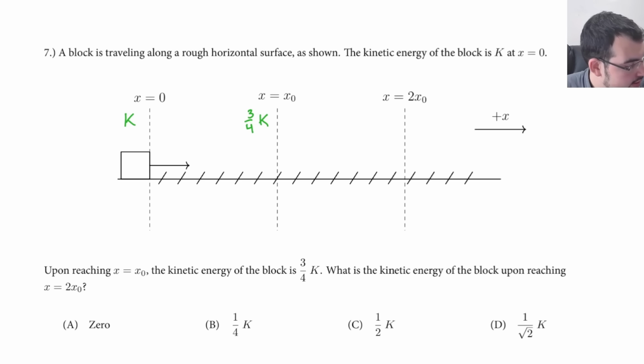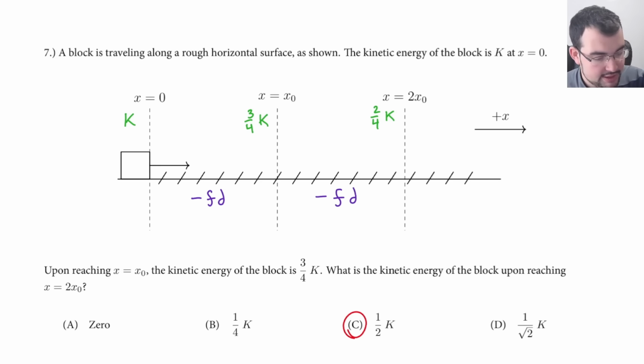So the work done by friction here would be negative FD. The work done by friction here would be negative FD. So I'm just stealing another 1/4 of my kinetic energy. So this would be 2/4 K, or 1/2.